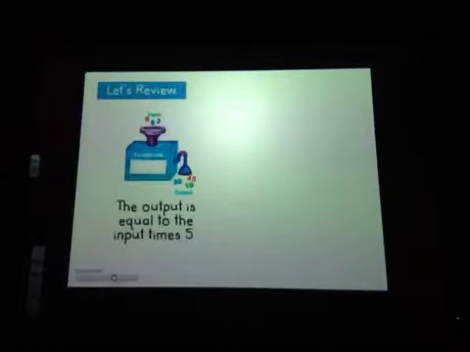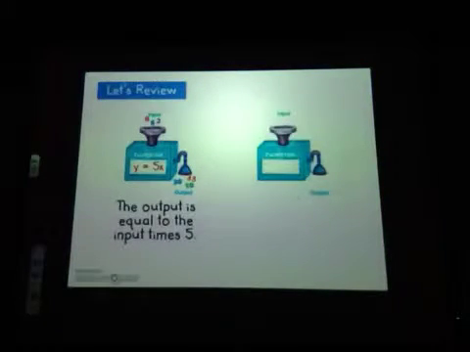Think back to that function machine we talked about the first day of the unit. When we input a 9 into the machine, we got an output of 45. When we input a 6, the output was 30, and when we input a 2, the output was 10. Therefore, we said the output is equal to the input times 5. But we also came up with a function rule for this machine. We said y equals 5x.